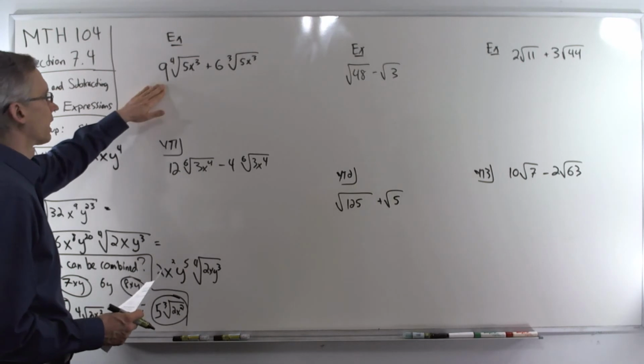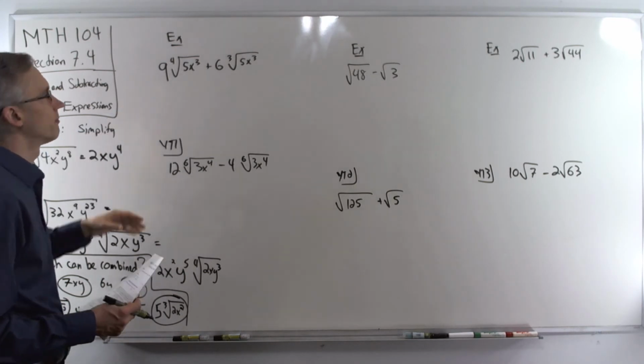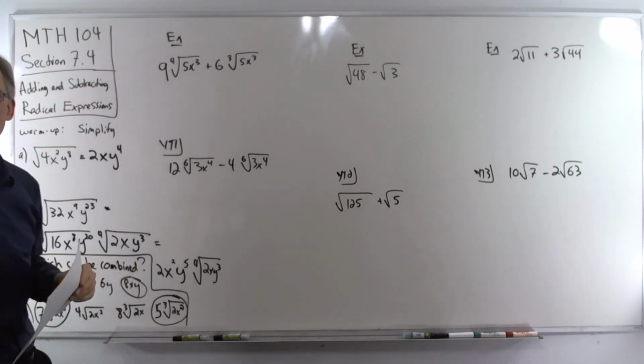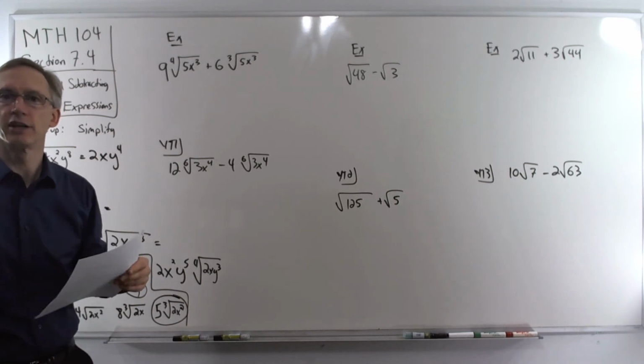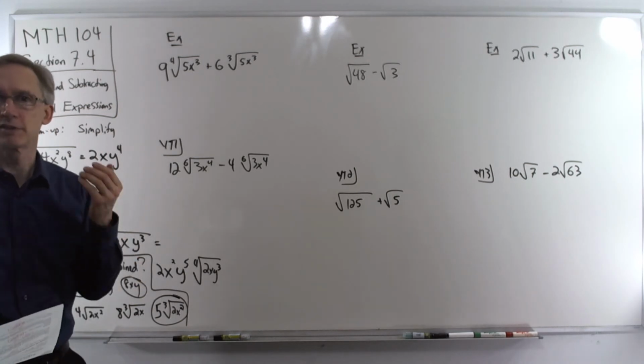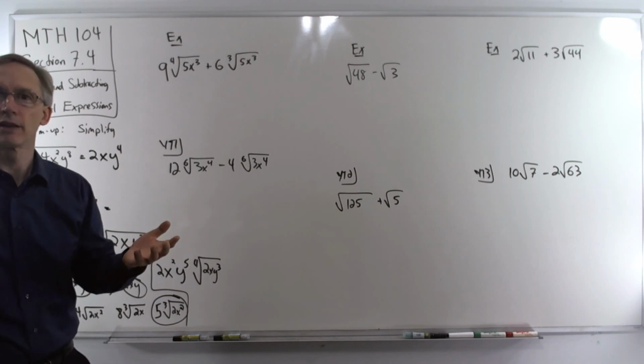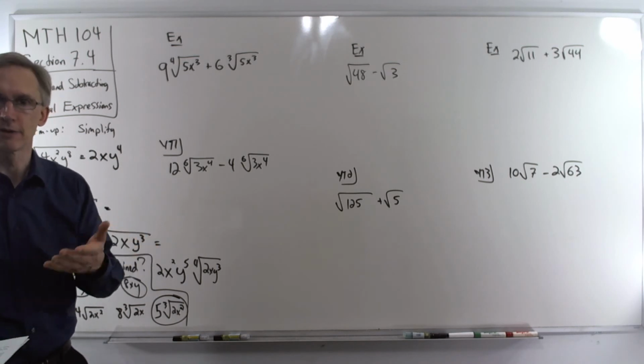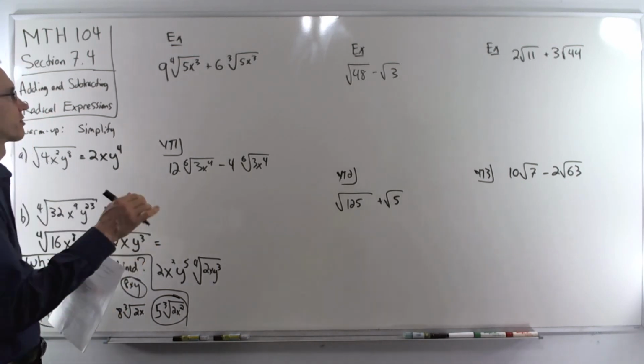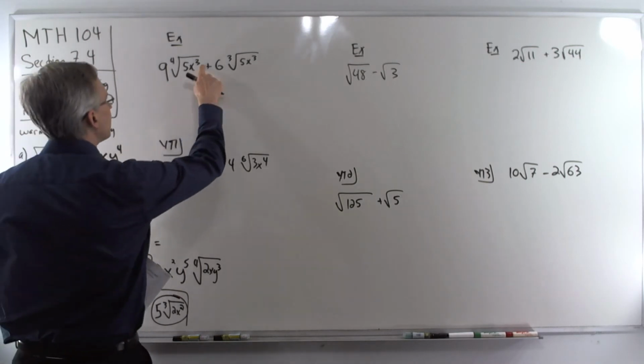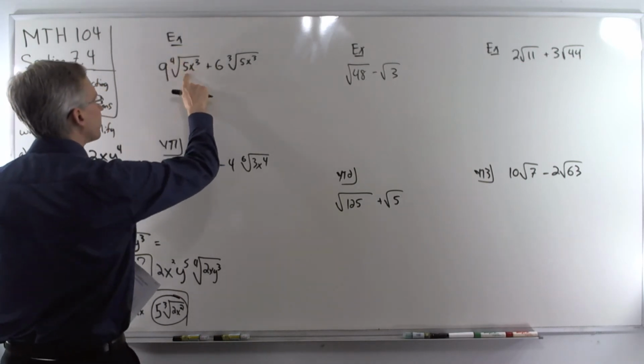All right, now we're going to add these together. Now keep in mind when we add or subtract things, the thing that we are adding or subtracting never changes. If I take 3 basketballs plus 5 basketballs, I don't get 8 umbrellas, right? I get 8 basketballs. The thing doesn't change. So the thing that we are adding is these fourth roots of 5x to the 3rd.